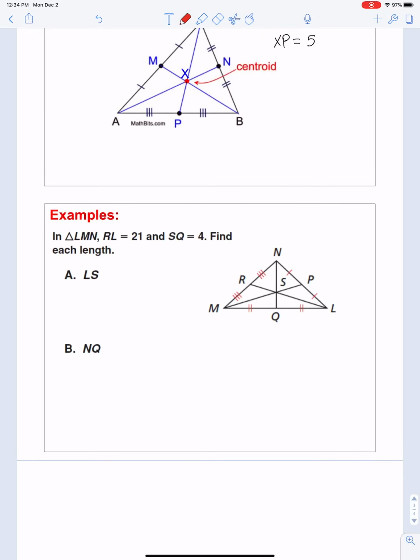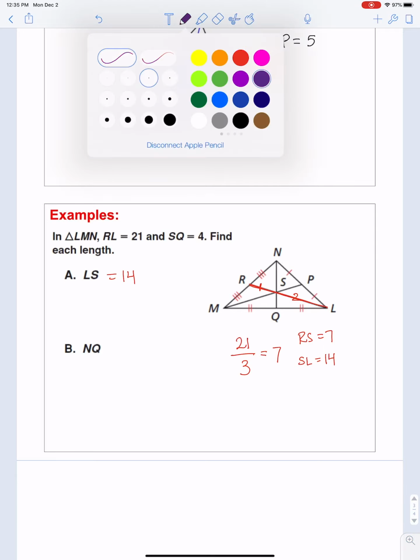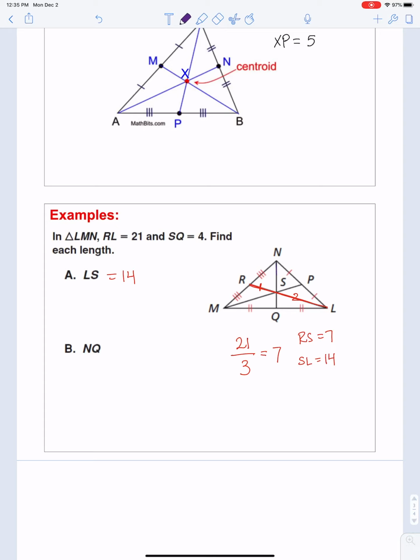So in this picture, it says that RL is 21. So I'm going to take 21 and divide by 3 because I know there are 2 parts here and 1 part here. So 21 divided by 3 is 7. So I know that RS would be 7, which would make SL 14, or LS would be 14. And then NQ is what we're trying to find here, and they told us that SQ is 4. So I know that this smaller piece is 1 part, this larger piece is 2 times that. So I would take 4, multiply by 2, and I would get 8.